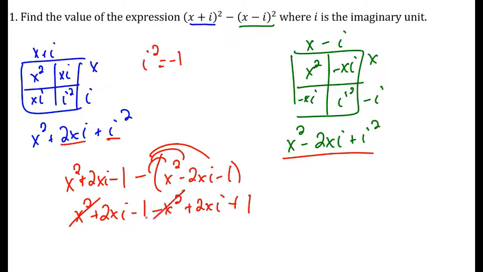x squared and negative x squared, negative 1 and 1, those are additive inverses, so those add to 0, and I'm left with 4xi as my final answer. So that expression is really 4xi.